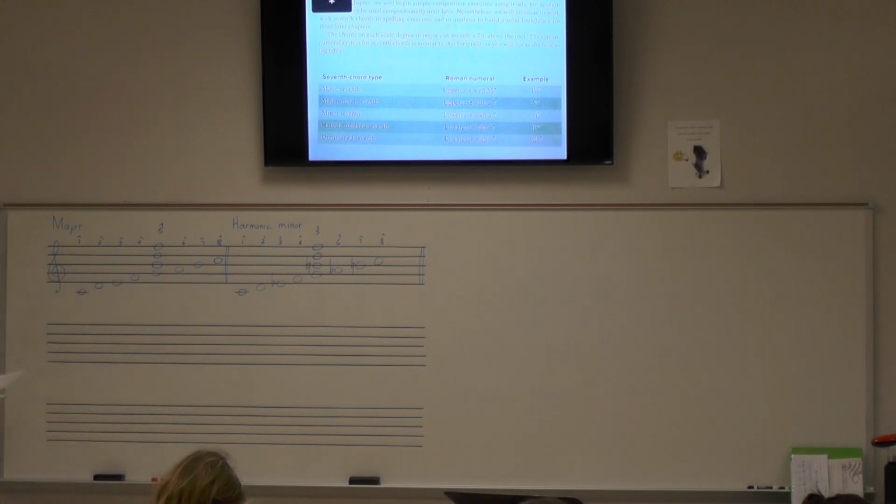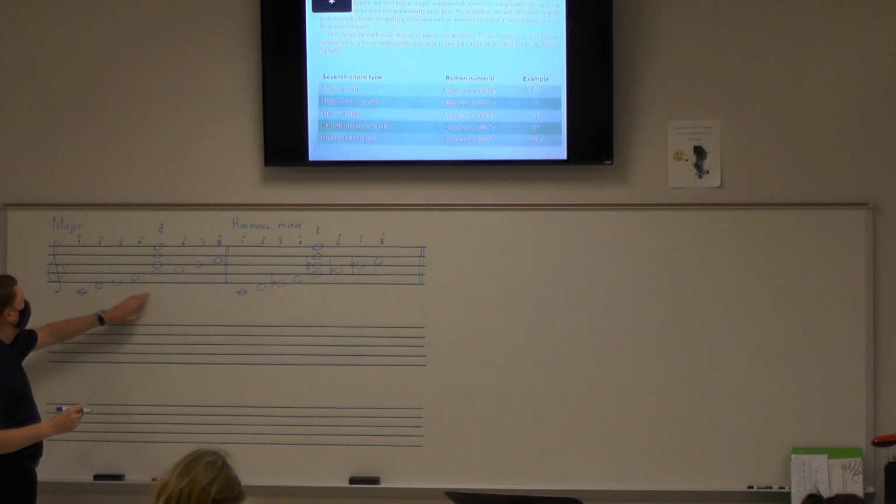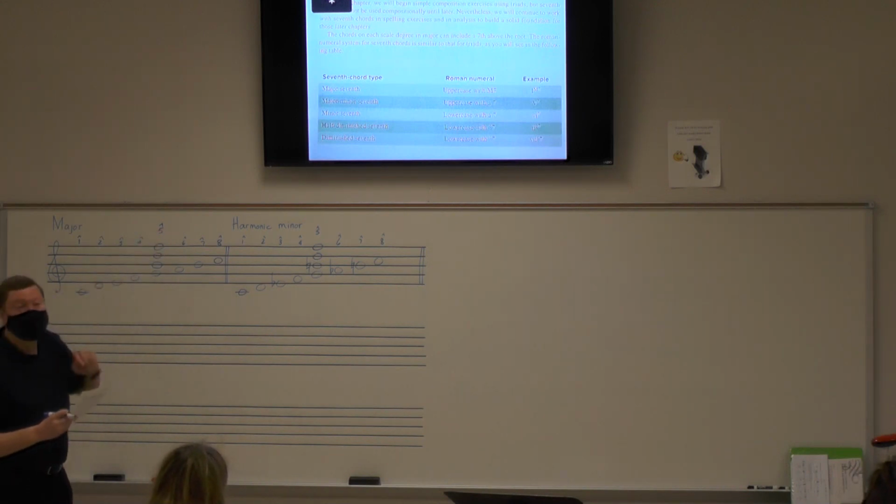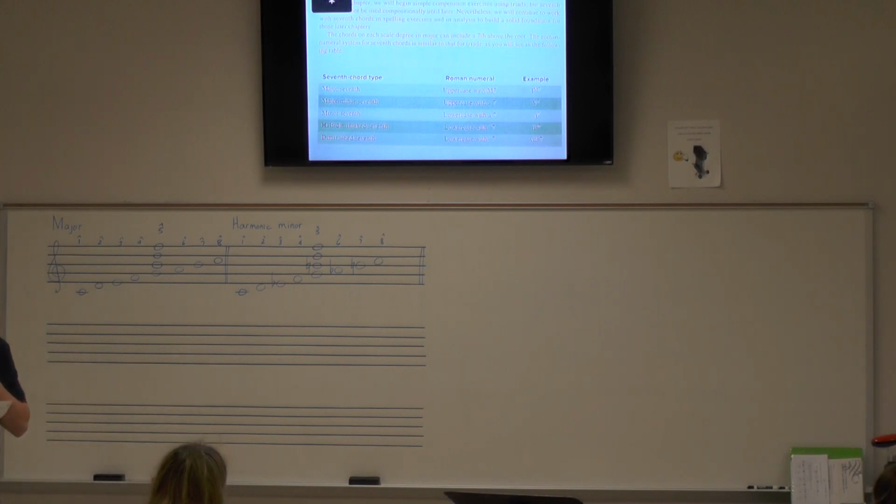5, 6, 7, 8. Okay. Let's take a look at the 7th chord that we get naturally or diatonically on scale degree 5 in the major key. Can anyone look at this G, B, D, F and tell me which of those 5 types of 7th chords that is? The major minor. That's right, it's a major minor 7.